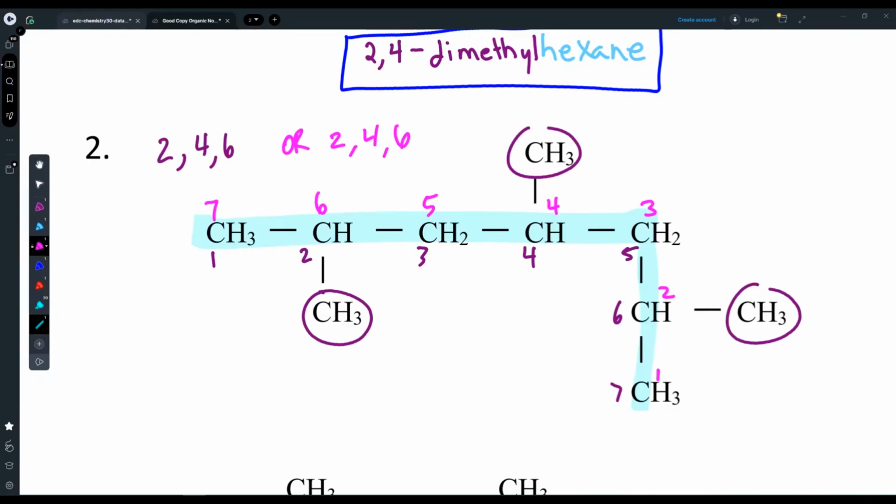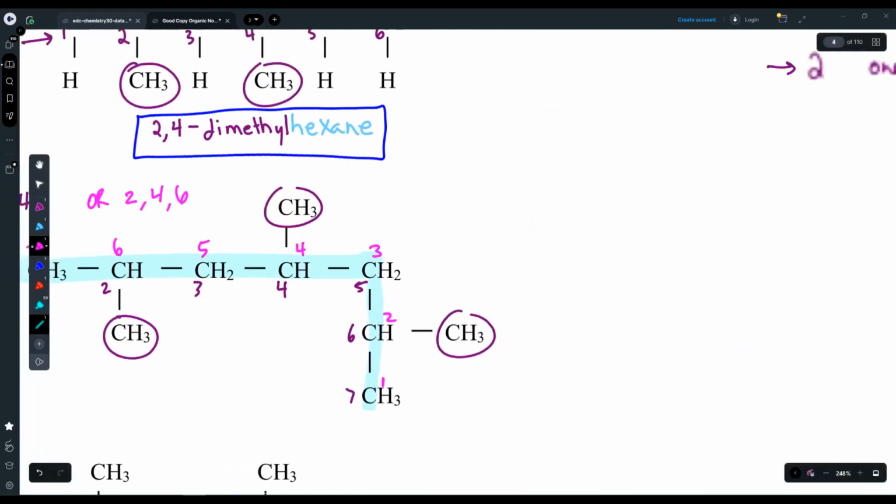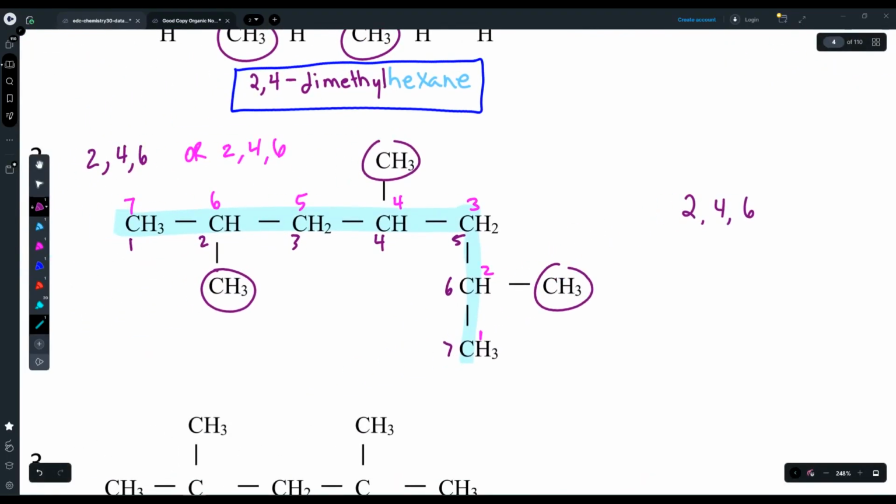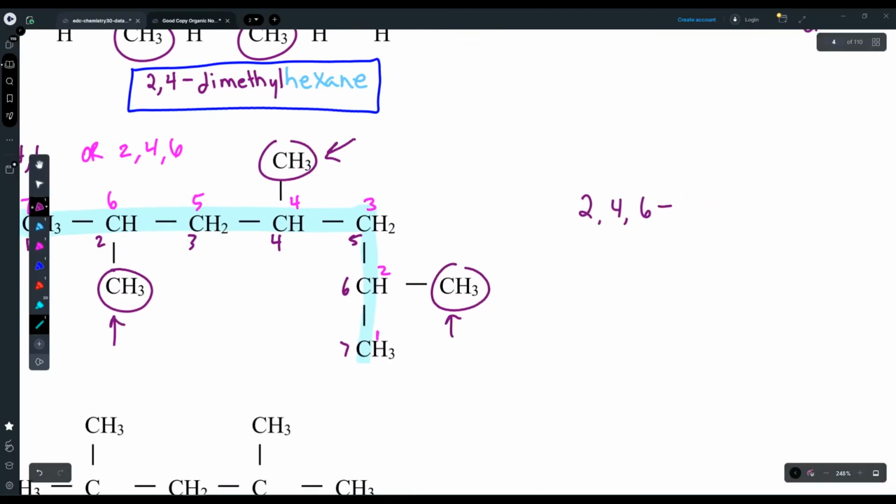So because numbering it either way gives you the same numbers, it really doesn't matter which way you number your carbons here because they both give you the same end result. Okay, so 2, 4, 6. Now let's look at these branches. Each of them only has 1 carbon in it, but there's 3 of them, so I'm going to say tri for 3, trimethyl.